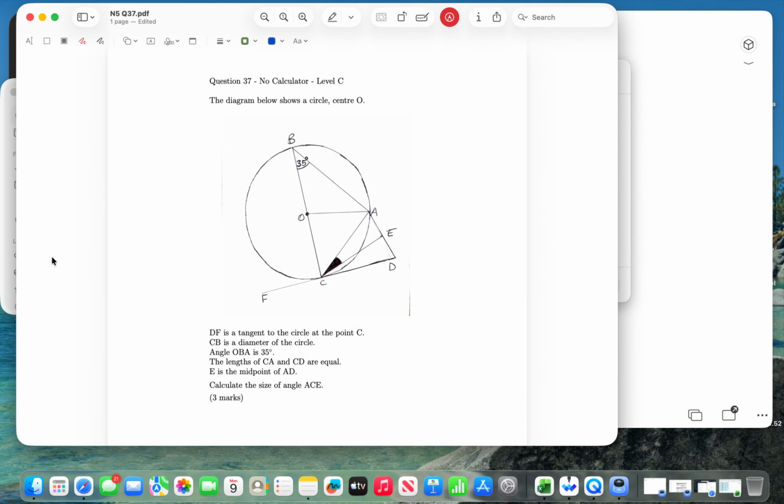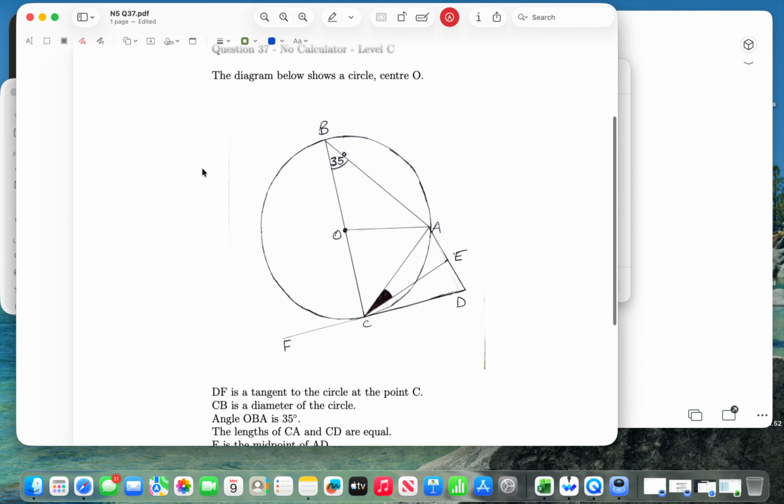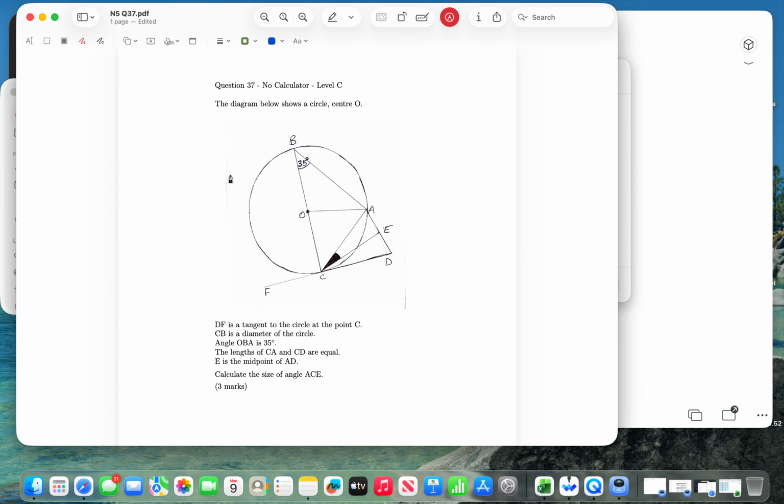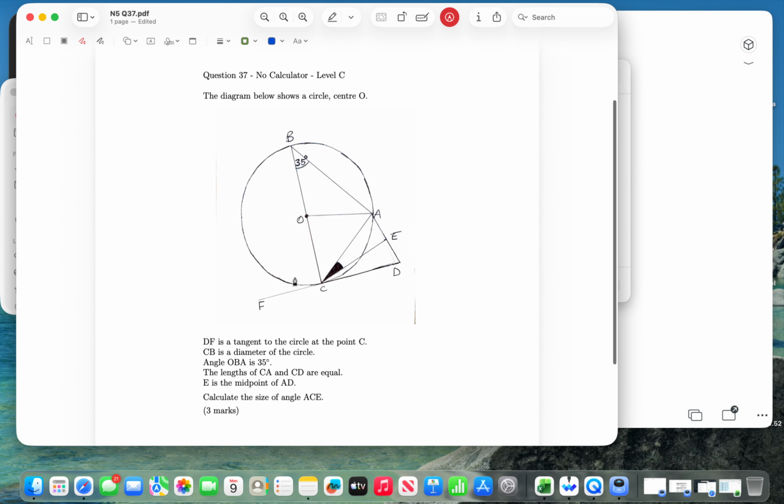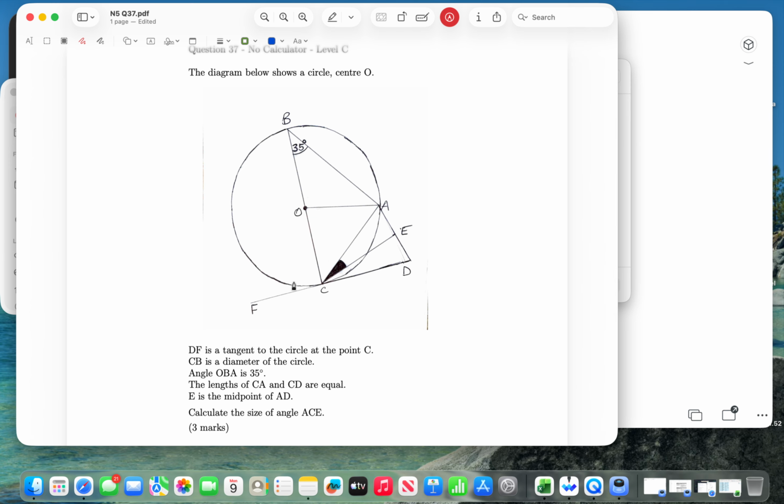We have question 37. We have a diagram that shows a circle with centre O and some information. We have to find the size of the shaded angle ACE. So I'm going to draw the angles on the shape, but on my notepad I will do the working.